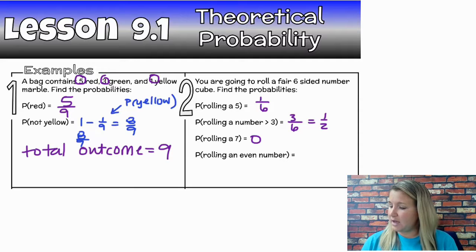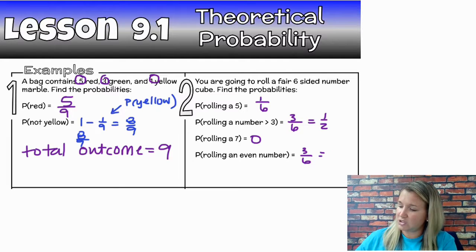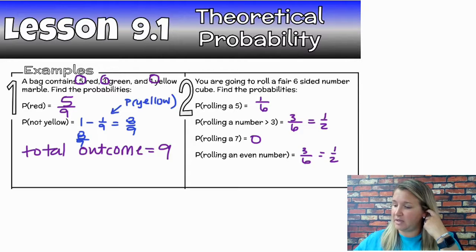The probability of rolling an even number. How many even numbers are there? That's our desired outcome. Well, there's a 2, a 4, and a 6. So there are 3 desired outcomes out of 6 total outcomes. Again, 3/6 reduces to 1/2. You always want to reduce that and get it in a better looking fraction. You can also write them as decimals and percents.